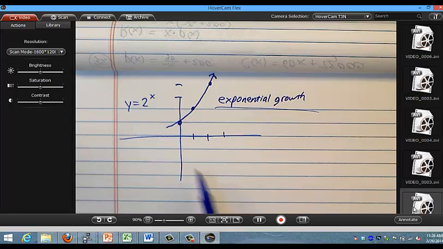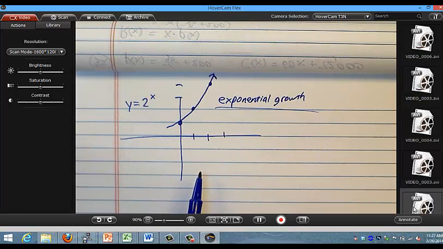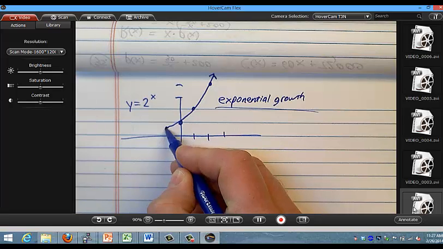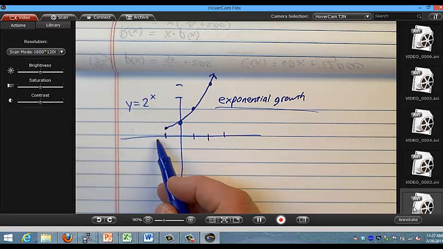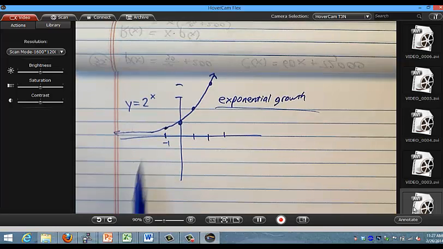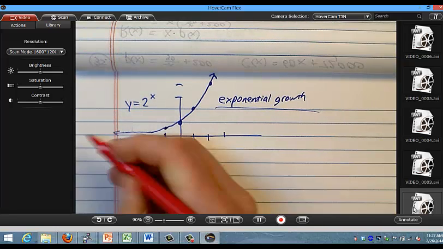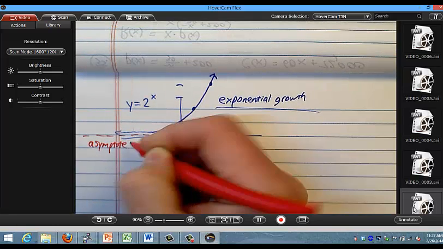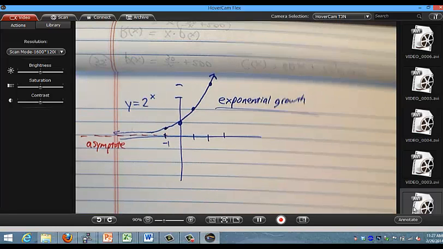So that's interesting. Now, are you allowed to put in negative numbers for x? Yeah. What's 2 to the negative first power, for instance? 1/2, right? So down here is negative 1 comma 1/2. What happens if you have 2 to the negative 2 power? Now you're at 1/4. And what do we call that kind of behavior? That's an asymptote. You are going to have an asymptote in this type of function.